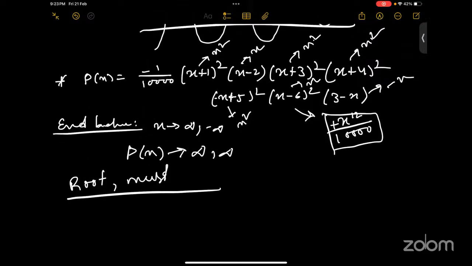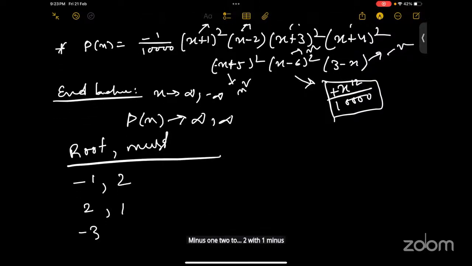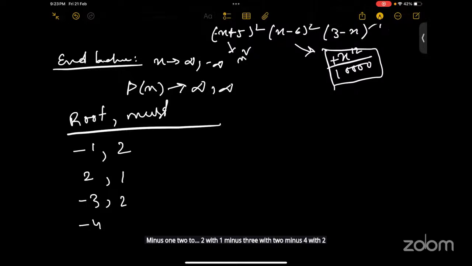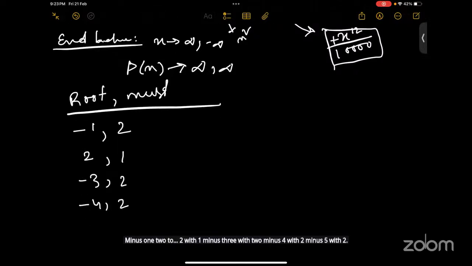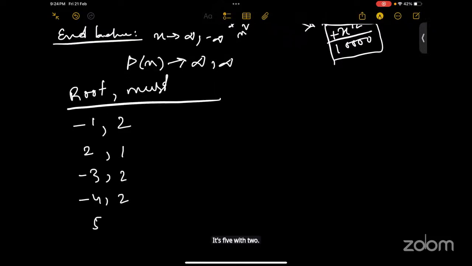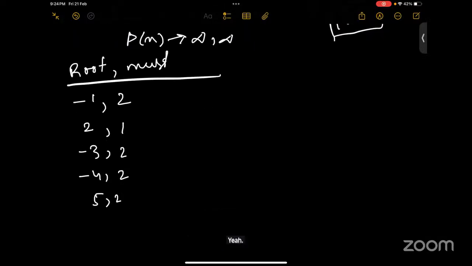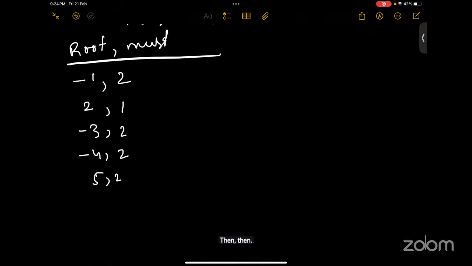What are the roots? Minus 1, 2. Minus 3, minus 4. 2 with 1. Minus 3 with 2. Minus 4 with 2. Minus 5 with 2. It's 5 with 2. We have minus x plus 5 here. Then 6 with 2. Then 3 with 1.